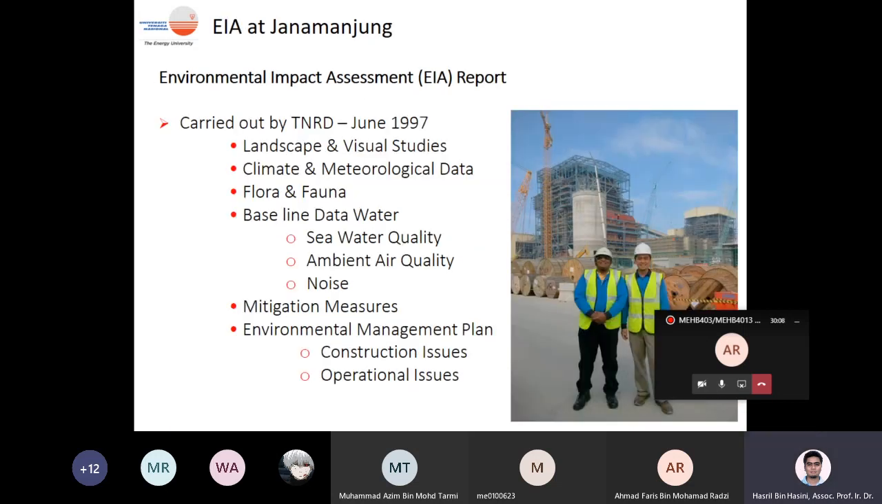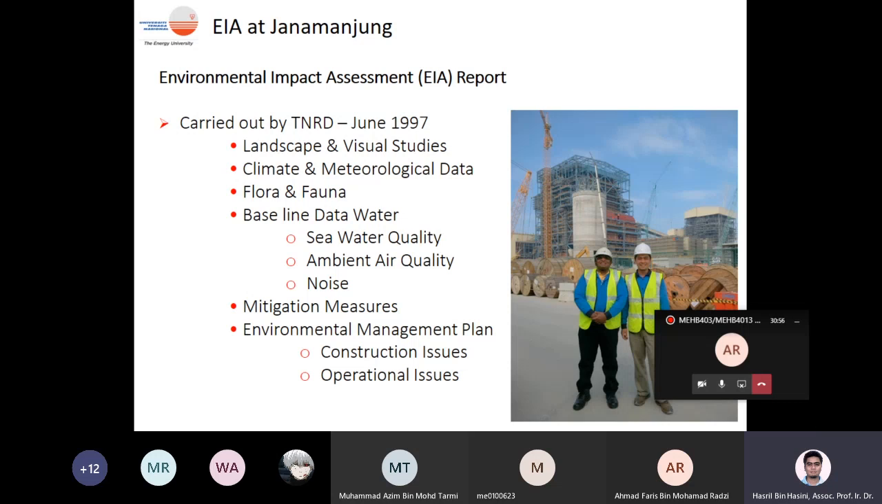These are examples of the environmental impact assessment that was done during the construction of Janamanjung 1 to 3 units. The environmental impact assessment was done by TNRD last time. So what kind of impact assessment are they doing? Usually they will look at the landscape and also visual study. They will look at the climate and also meteorological data for that particular location. They will look at the flora and fauna, whether the construction will affect the fish, as an example, and whether there is any clearance of forests required for the construction of the power plant. So these are the kind of things.